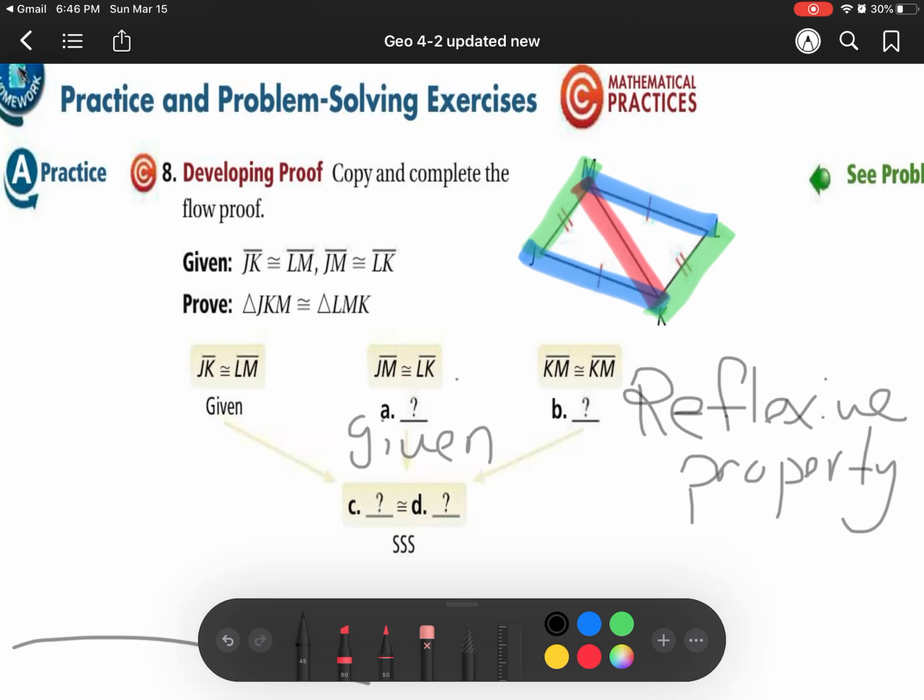Okay, so which triangle is congruent to which triangle? JK with LM and KM with MK. So the triangle JKM is congruent to LMK.